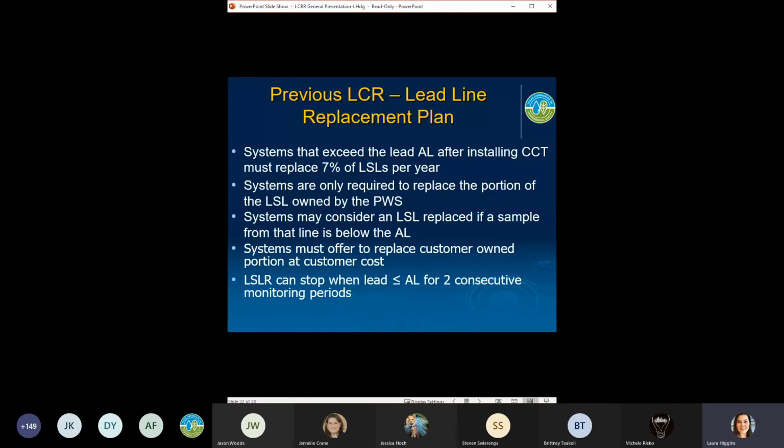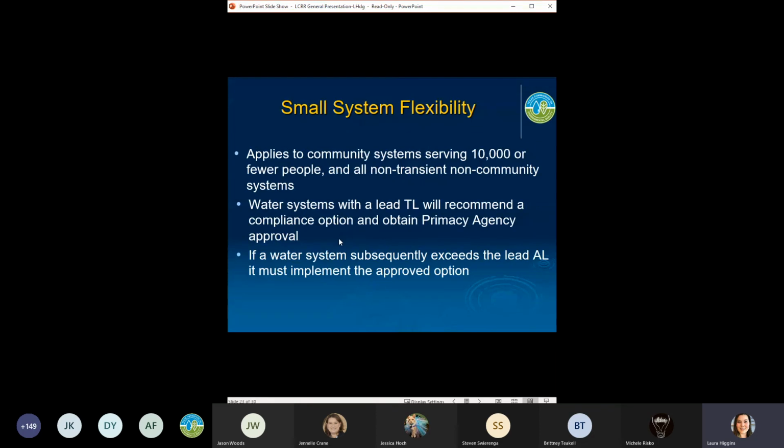So quite a bit of changes based on what's currently written. So small system flexibility applies to community systems serving 10,000 people or fewer, and all non-transient non-community systems. So water systems with a lead trigger level will recommend a compliance option and obtain agency approval. And if a water system subsequently exceeds the lead action level, it must implement the approved option.